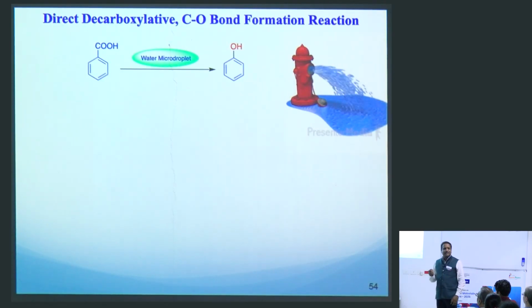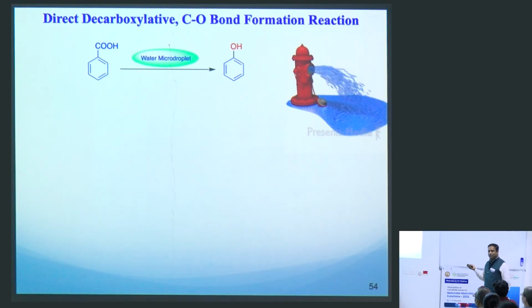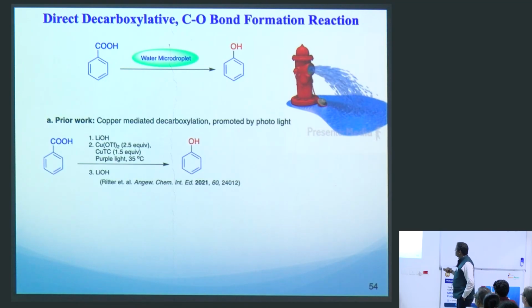And suppose we are taking the stable benzoic acid, which is cheaper in nature, and then mix with water. Benzoic acid and water are miscible, and then one can directly spray. So one can get the phenol, which is a disinfectant. Even for day-to-day cleaning purposes, we use phenyl. Actually, it comes from here, phenol.